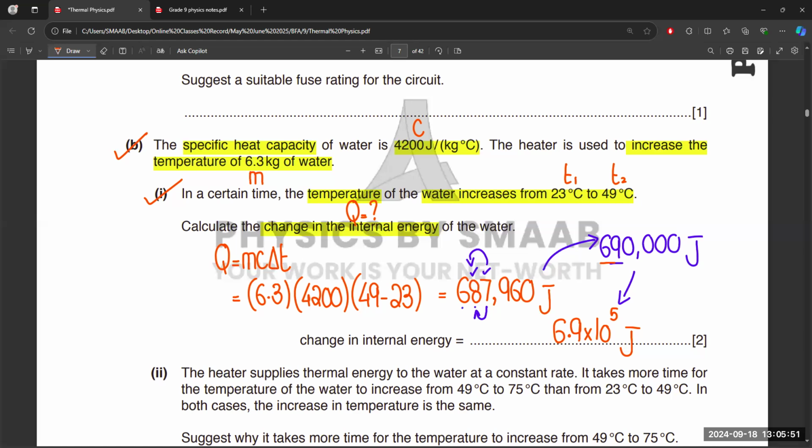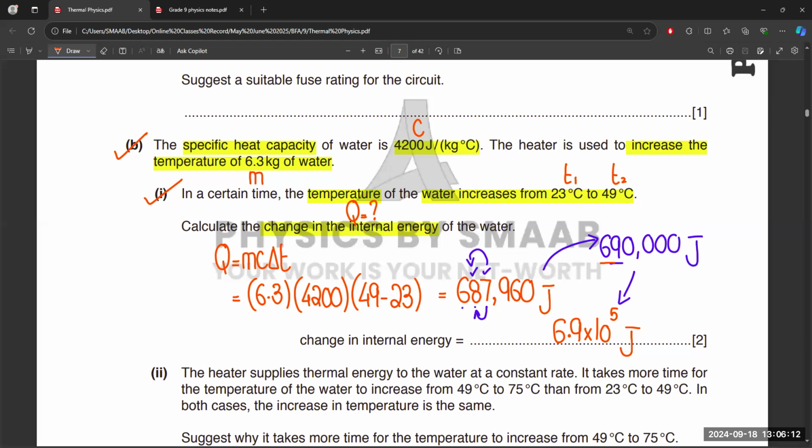Okay. But before the board exams, we become used to writing the answer in scientific notation. So that's why whenever we get this type of lengthy answer, I will let you know how to convert or how we can round off this value into the scientific notation.